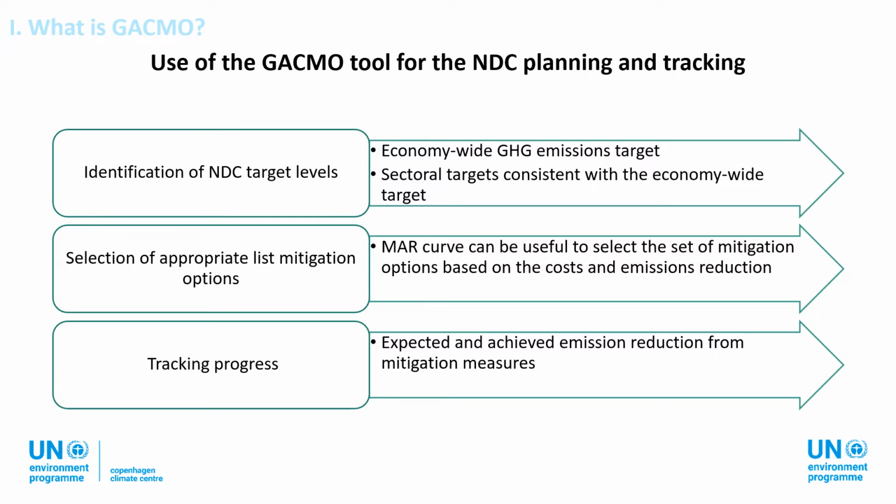For example, marginal abatement revenue curve can be used to select the set of mitigation options based on the cost and emission reduction. And finally, it can be used for tracking the progress of the NDC achievement. It can be helpful to estimate expected and achieved emission reduction from each and individual mitigation measure.